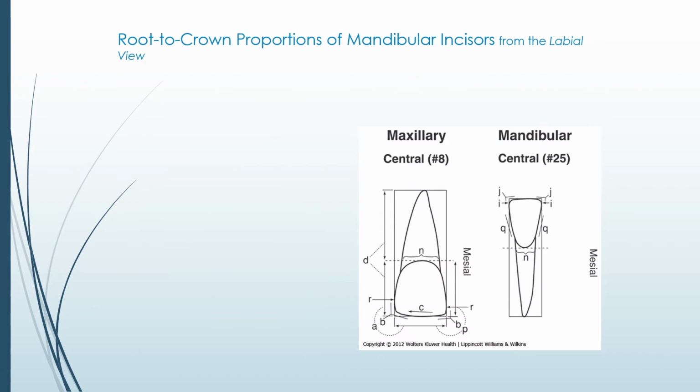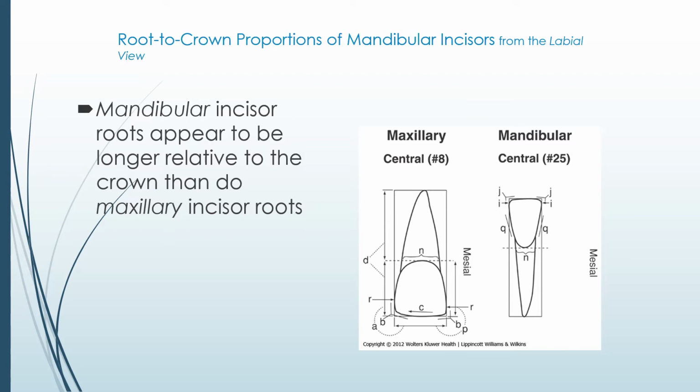Next, we'll be looking at the root and crown proportions of the mandibular incisors from the labial aspect. The mandibular incisor root appears relatively longer as compared to the crown, but the overall dimensions of the maxillary central incisor are larger than the mandibular central incisor. Because the mandibular central incisor is so small and its roots are so small, they appear to be longer and slender as compared to the maxillary central incisor. So this is the maxillary central incisor, and this is the mandibular central incisor.